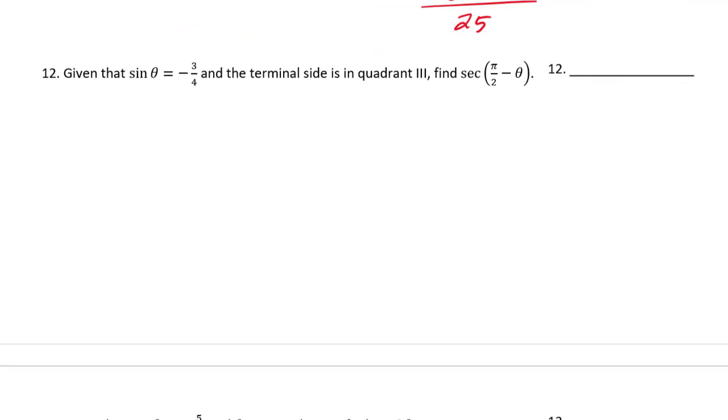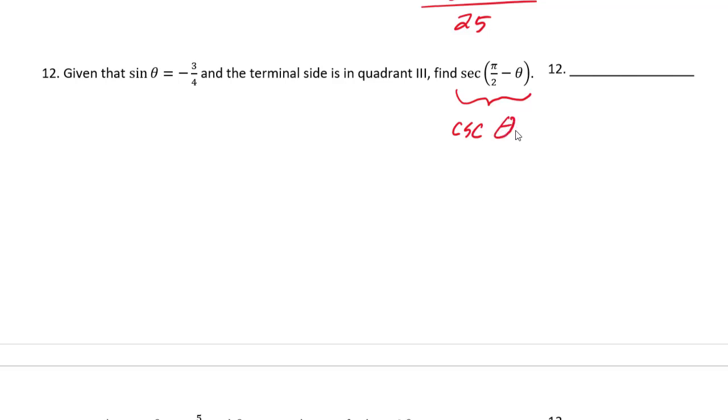On now to number 12. This one is kind of similar to the other one. We can approach it actually a couple of different ways. This one says to do secant of pi halves take away theta. If we recall though, this actually is one of those identities that's a cofunction identity. Secant actually would turn into its cofunction, which is cosecant. So cosecant of theta is technically what this problem wants.